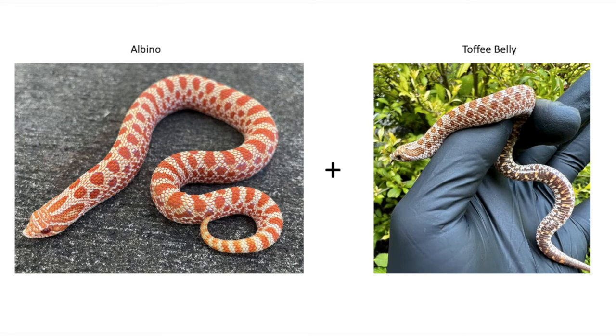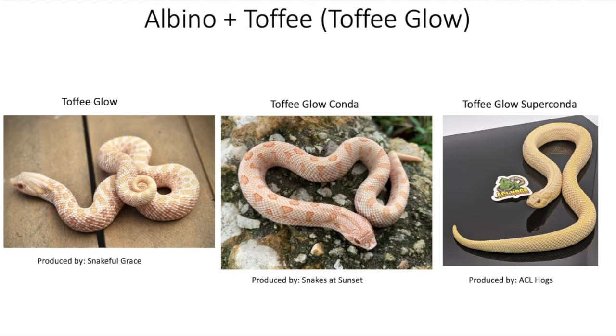Next up, we're going to combine the albino gene with toffee belly. As you can see in this picture of the toffee belly, it looks very similar to the caramel gene in terms of color, but this one has a purple belly. And albino and toffee is called a toffee glow. So I have examples of just a regular toffee glow conda, and a toffee glow super conda.